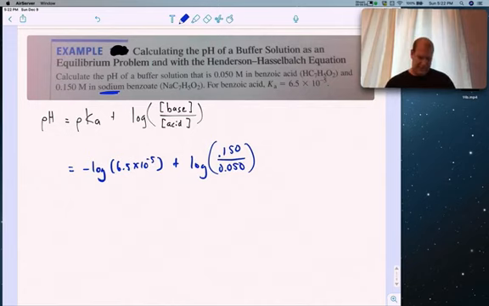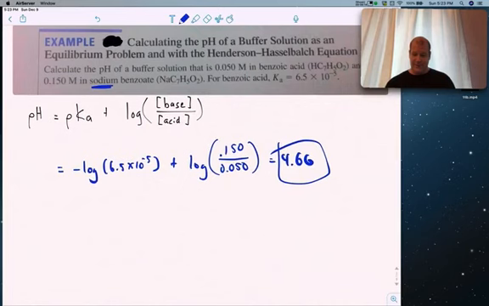Let me put that in my calculator as soon as I find the calculator. Here we go. Minus log of 6.5 times 10 to the minus 5 plus the log of 3. I'll just go ahead and put 0.15 over 0.05. And how many sig figs? 2. This is equal to 4.66. And done. Wasn't that easy?